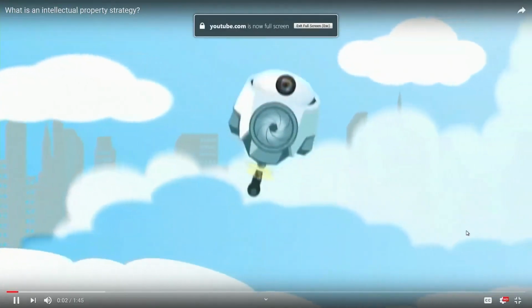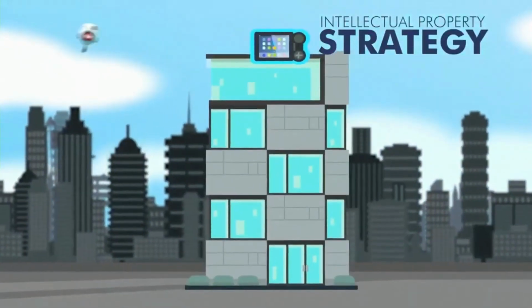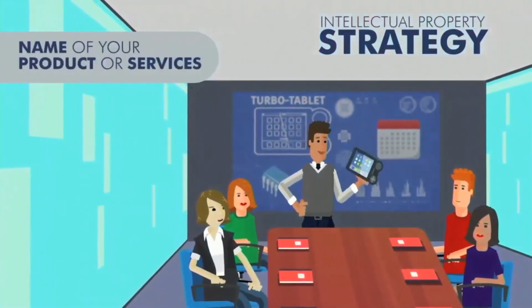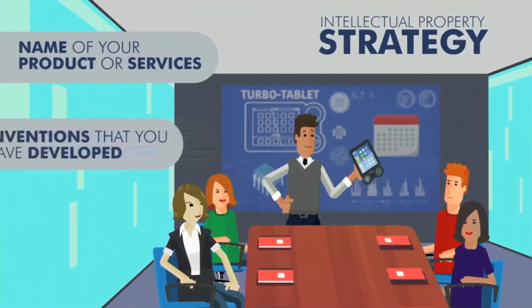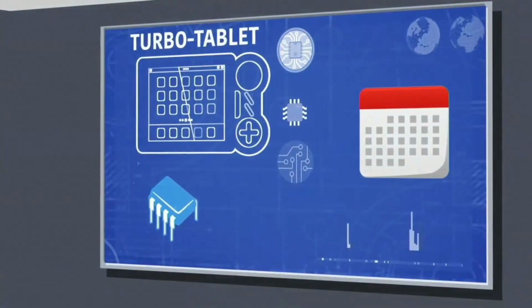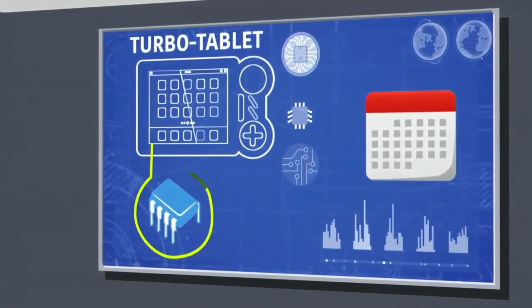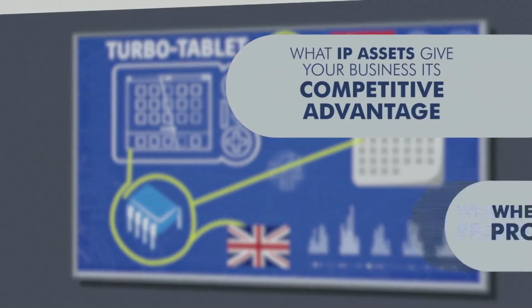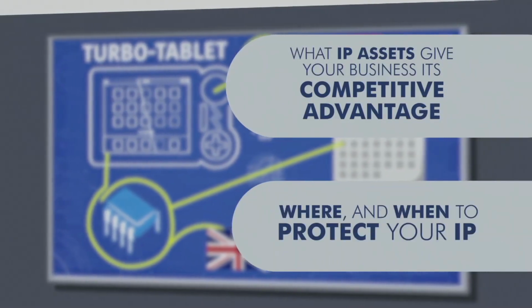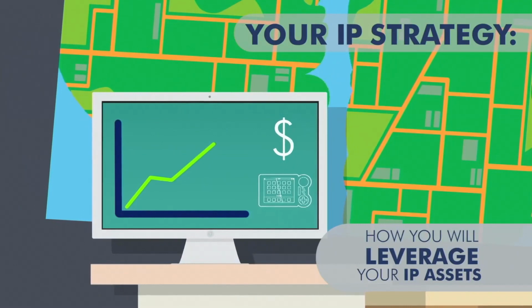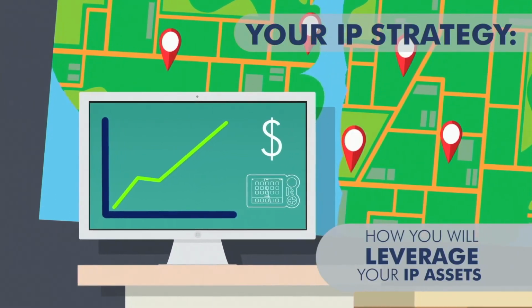This is one in a series of videos about intellectual property and you. An IP strategy can assist your business with extracting value from your intangible assets, like the name of your product or services that you have in the market, inventions that you have developed, or your confidential business information. Your IP strategy is an important component of your overall business strategy. It's a plan in which you determine what IP assets give your business its competitive advantage and where and when you should protect them. Your IP strategy should identify how you will leverage your IP assets in order to grow your business and gain a competitive advantage.